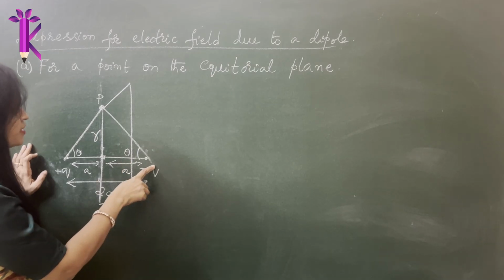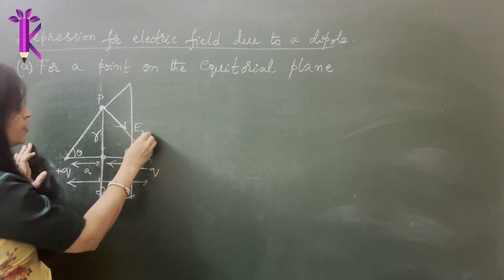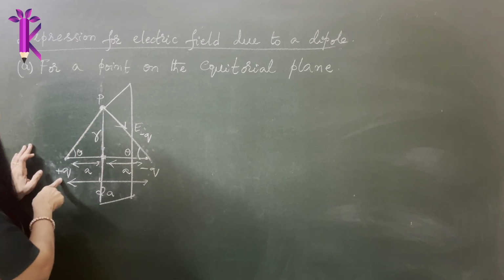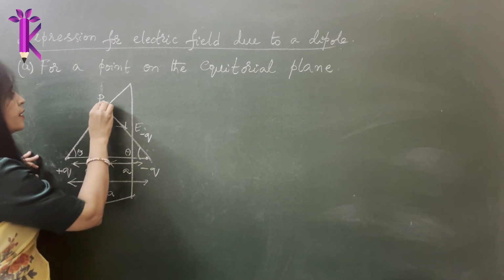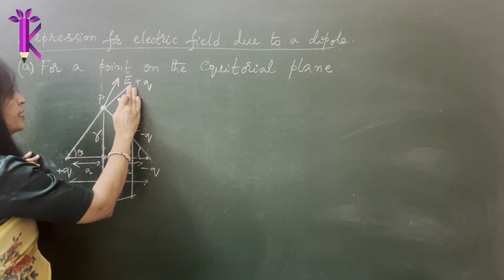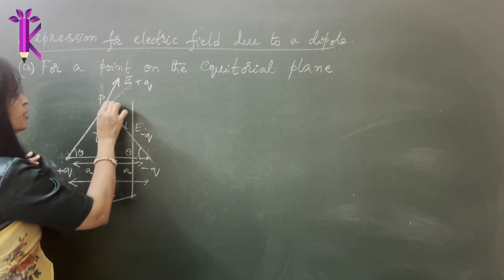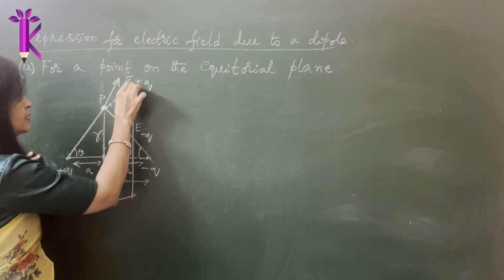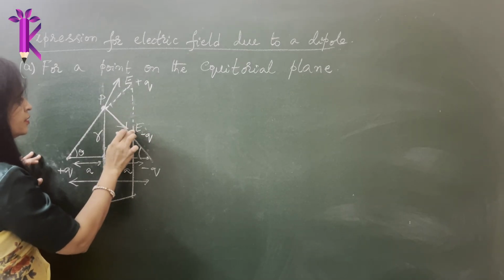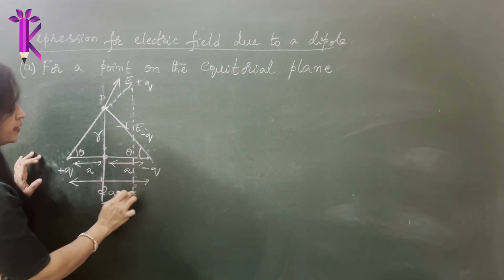Now since this is minus q, the test charge will get attracted. So this is your electric field due to minus q, right? What will happen to the point charge due to plus q? It will get repelled in this direction. So this is the electric field due to plus q. Now this can be dotted, so that we don't have confusion. This is just the equatorial plane, only for your reference.